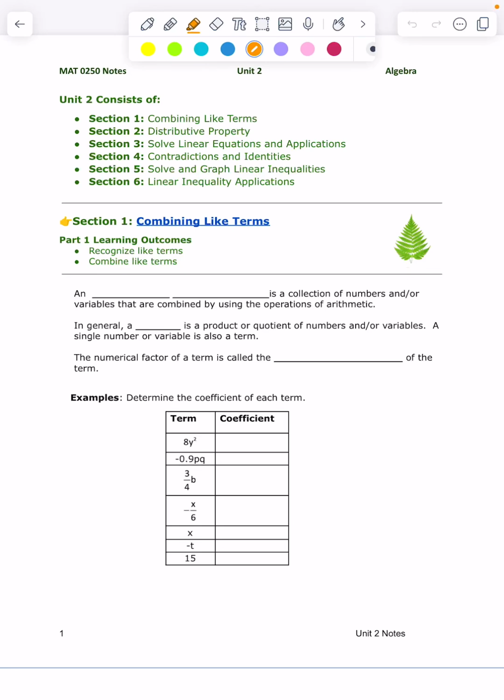Welcome to your first video lesson on Unit 2. So Unit 2 Part 1, we're combining like terms.